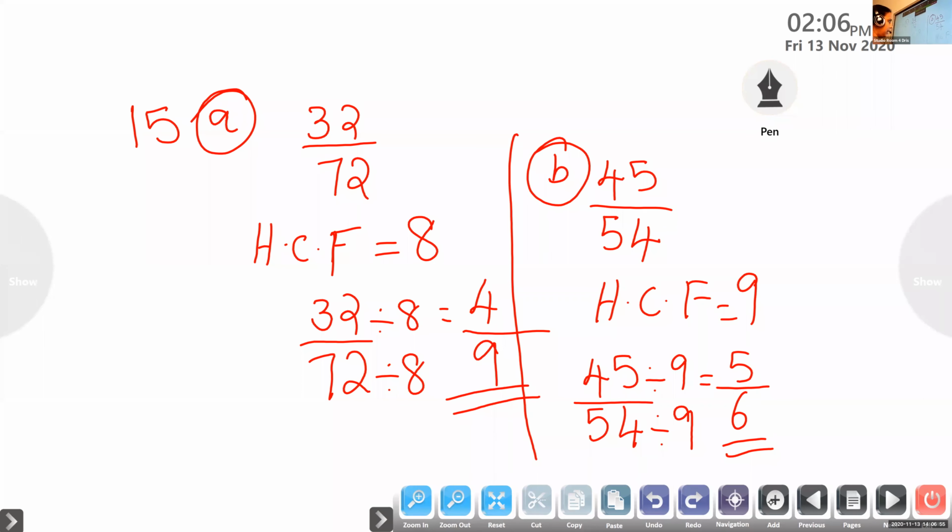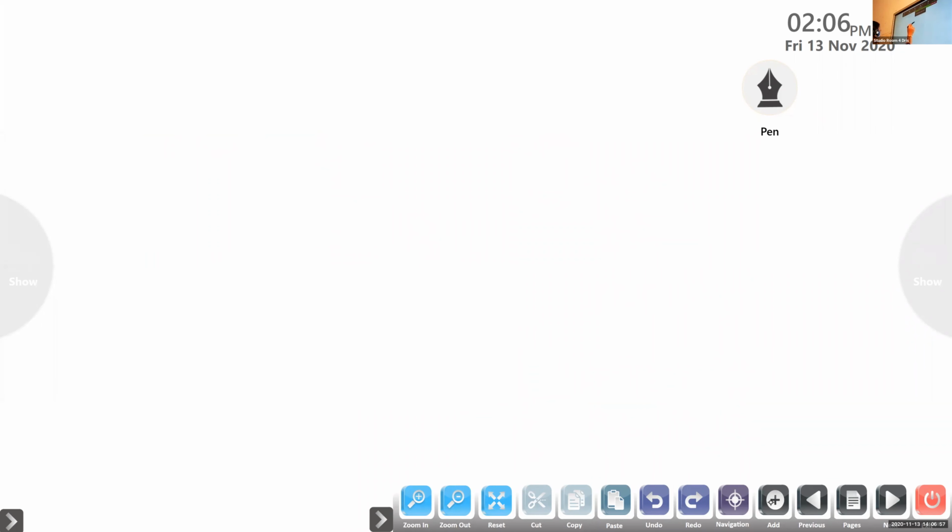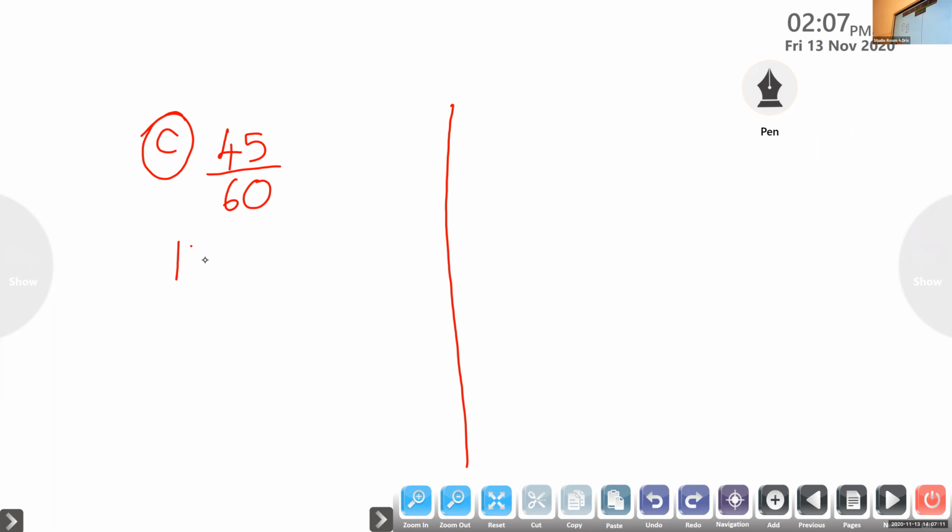Now question number C and D. Question number C: 45 by 60. Find the HCF. You can use any method as usual. You can write the factors, then find the common ones, then the HCF. Ma'am, I finished. 5 is the HCF. Wait. Yes, children, those who finished, you can be quiet.